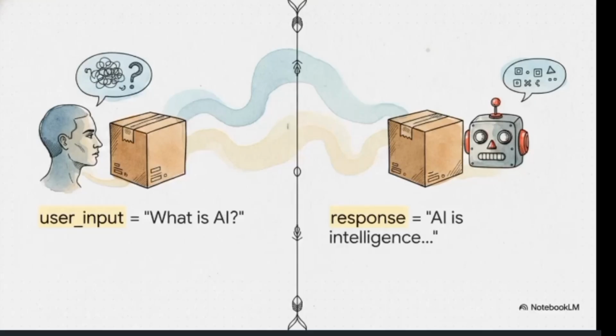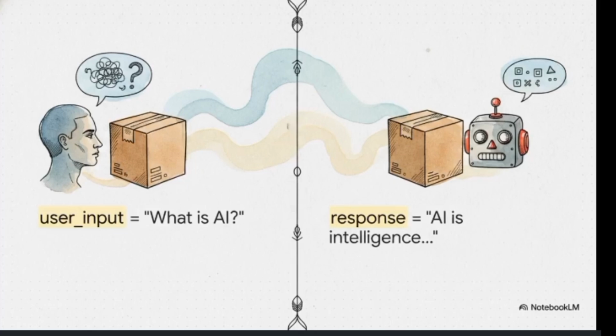And this brilliantly illustrates exactly what we've been talking about. Let's look at the flow of data here. First, we simulate you, the user. We create a variable called user_input, and we assign it the text, "What is AI?" That's you asking the chatbot a question.